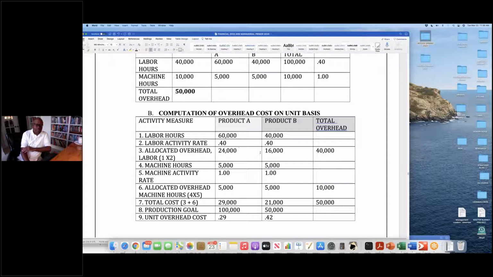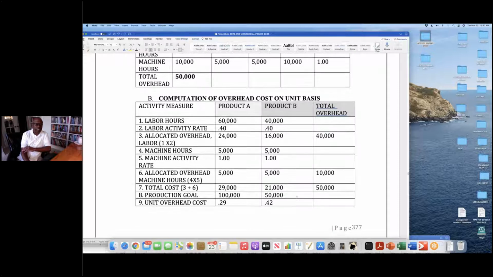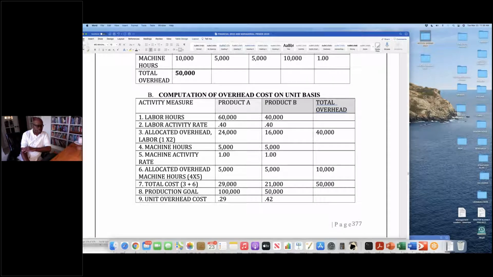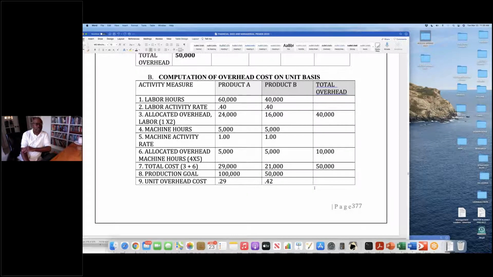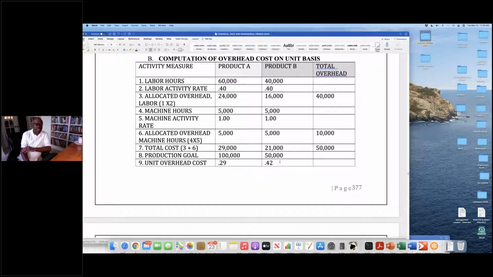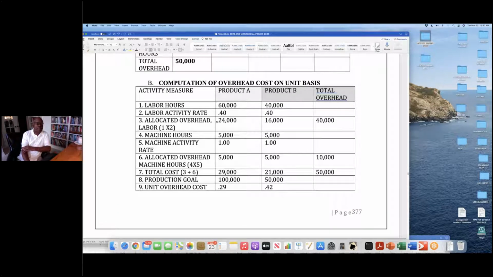So notice the total overhead is 40 for the labor hours, 10 for the machine hours. So we're still back at 50, but the amount of overhead is allocated differently. So now product A has 29,000 in overhead, product B has 21,000. Our production goals remain the same. And I think I jumped a step here. The 24 and the 5 are added. So the amount of the overhead going to product A is going to be 29,000.